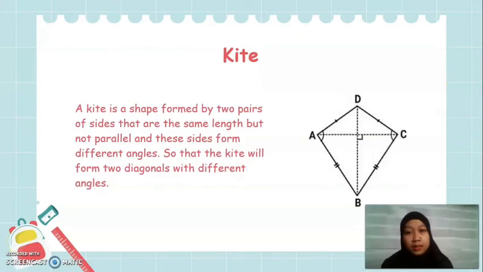Next is kite. A kite is a shape formed by two pairs of sides that are the same length but not parallel, and these sides form different angles, so that the kite will form two diagonals with different angles.